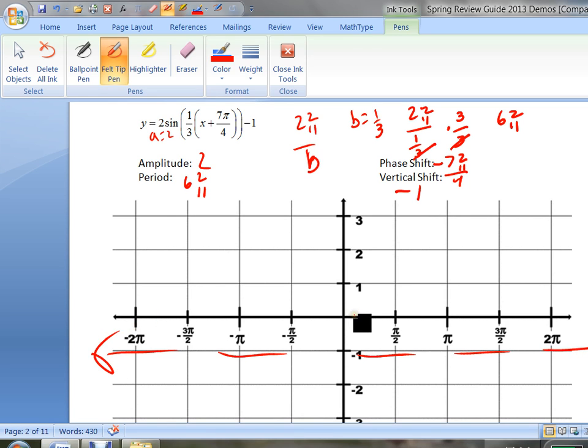Then the phase shift is negative 7 pi fourths, or 3/4 pi. And negative 3 pi halves is the same thing as 1 and 1/2 pi. And 2 pi is the same thing as 2 pi. So it'll be right in between here.